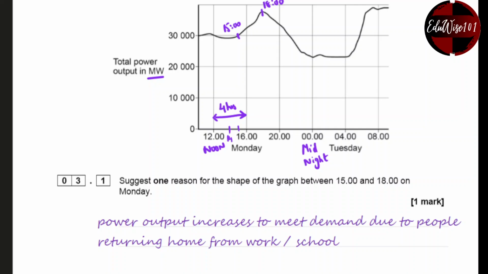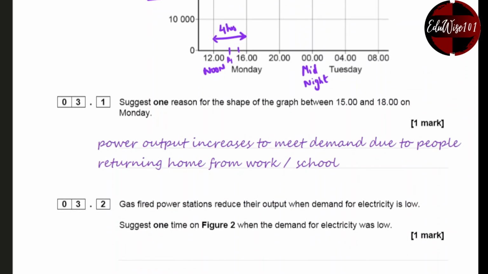Question 3.2. Gas-powered power stations reduce their output when demand for electricity is low. Suggest one time on figure 2 when the demand for electricity is low. They're only asking for one time. They're not even asking for a range. So you need to be careful not to give more than one.